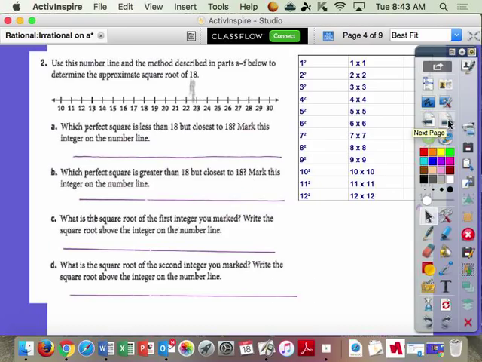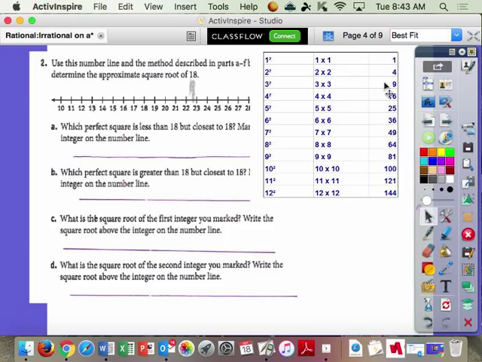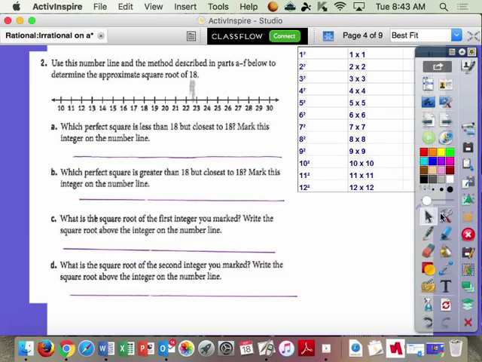Welcome back. Next page. So use this number line and the method described in parts A through F below to determine the approximate value of square root of 18. So which perfect square is less than 18 but closest to 18? So if we look at this right here, these are our perfect squares. So where does 18 fall? In between which two numbers of these? 16 and 25. It says what perfect square is less than 18? So which of these two numbers is less than? 16. Good. So we're going to put 16 on this line.